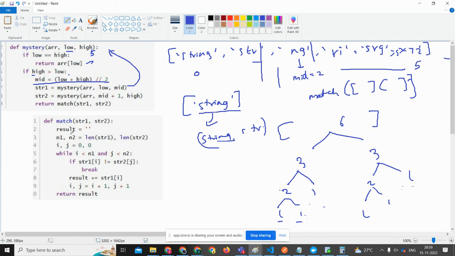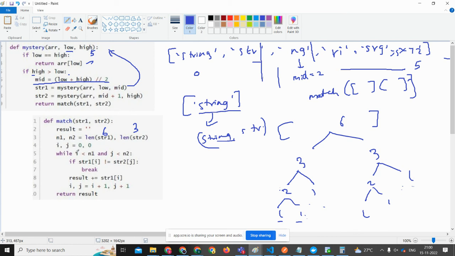Afnan, please go ahead. Shall I take this? Yes, sure. In the match function, we are accepting two strings, str1 and str2, and then initializing a result string. At first glance it seems similar to the merge function that we have in merge sort, but of course unrelated. n1 and n2 are the lengths of both the strings respectively, and i and j we are initializing at 0. In this case, 6 and 3. It should be strang and str.